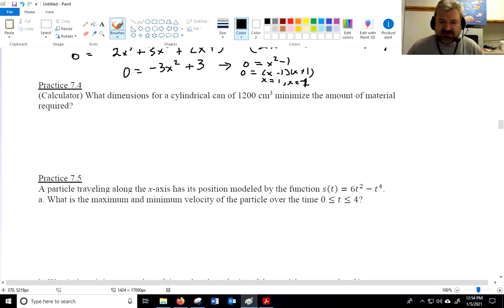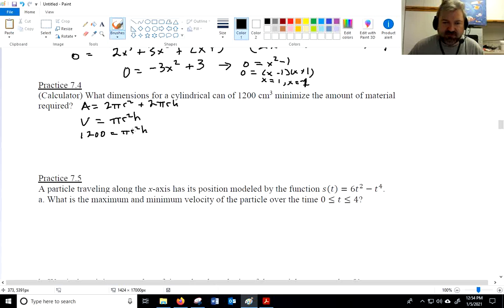The dimensions of a cylindrical can. You would be given these formulas, by the way. I just didn't write them down. The area of the can is 2 pi r squared for the lids, plus 2 pi r h for the rectangle that wraps around it. And the volume is pi r squared h. So we know the volume is 1,200.